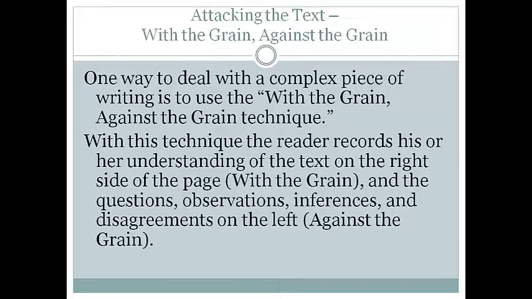So we've already talked a lot about annotating the text, and when we do that, we basically just read closely. We make comments, we ask questions, and we notice things as we read. The next step would be something we kind of say attacking the text. And what that means is to really critically review the text. So this particular technique is called with the grain, against the grain.